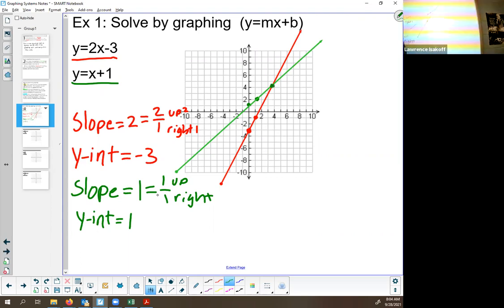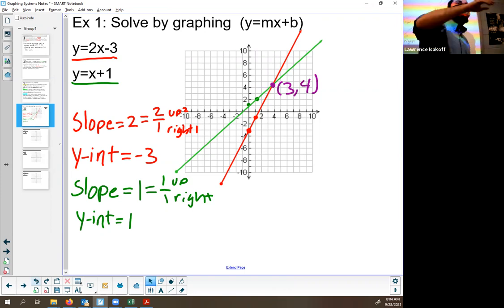Whoop, I want to change the color on that. They meet right here. So if I look at that, yep, there we go. Just making sure I'm reading that point correct. This point is at 3, 4. That is the XY coordinate there.